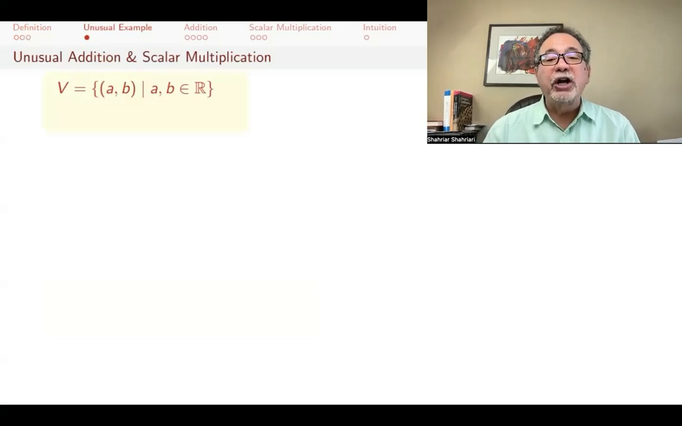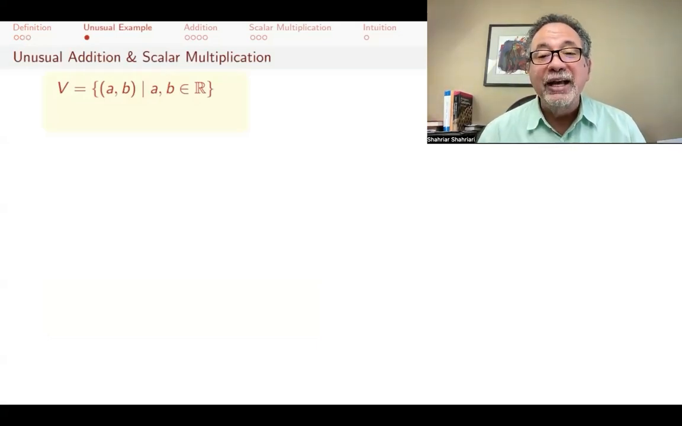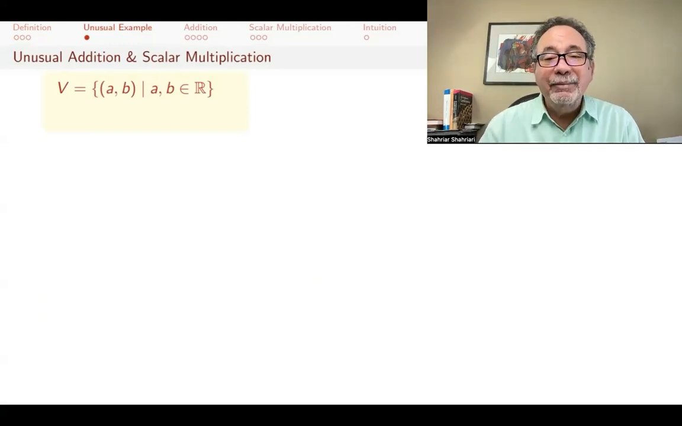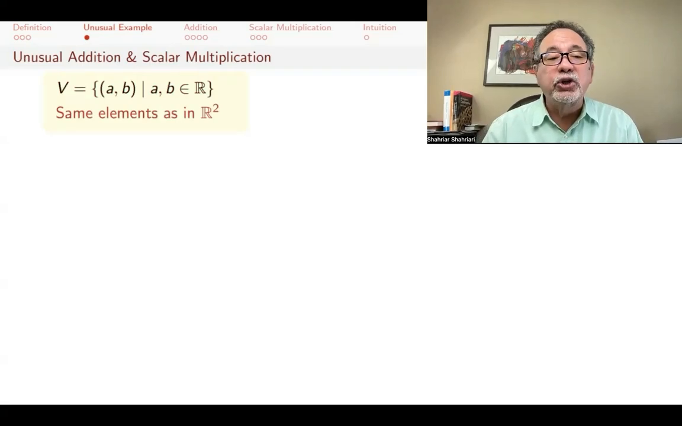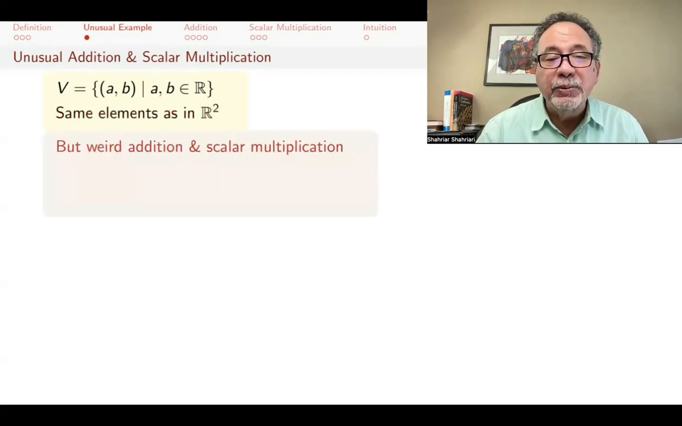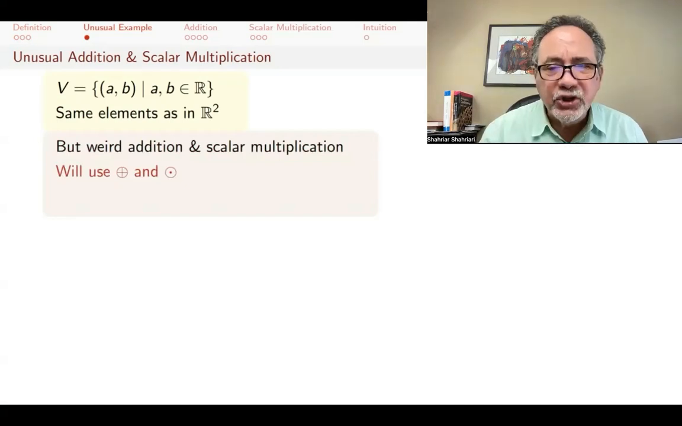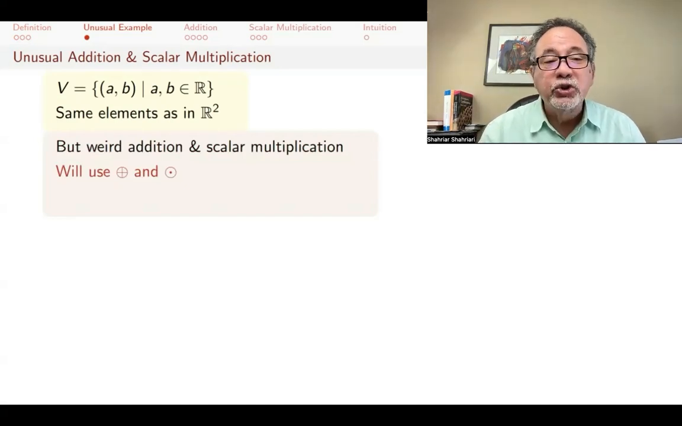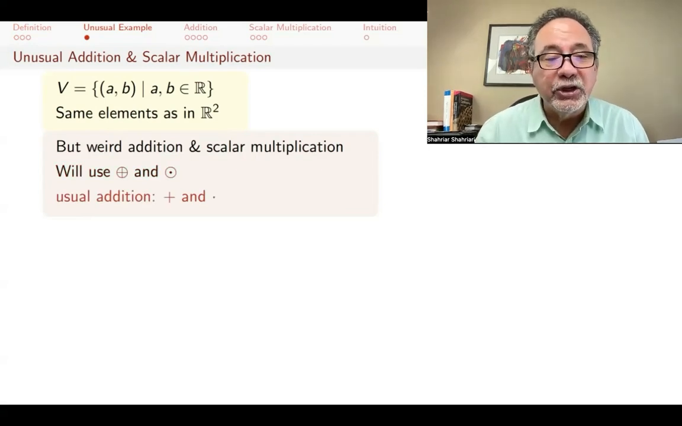Here, I want to have an unusual addition and scalar multiplication where we actually have to check every one of those axioms. The elements of this set, V, are the same as elements in R2. They're pairs of numbers, A, B, where A and B are real numbers. But the addition and scalar multiplication are not the normal ones. And because of that, I'm going to use plus with a circle and dot with a circle to denote this addition and scalar multiplication, and use plus and dot for the usual addition and scalar multiplication of numbers.